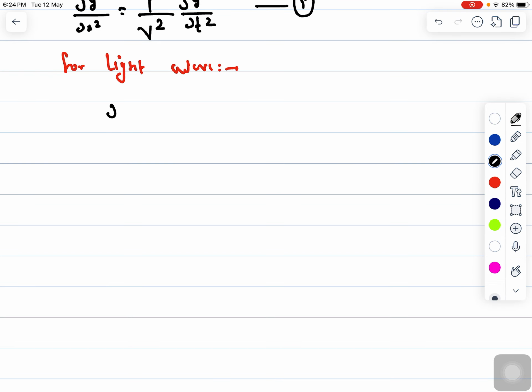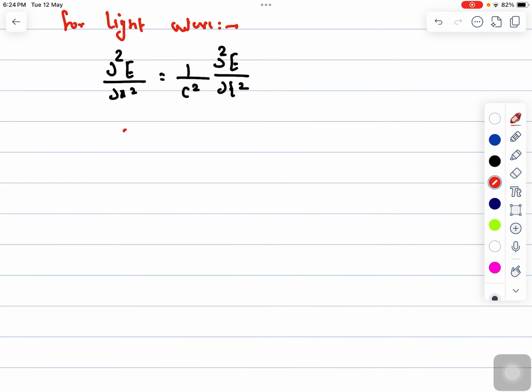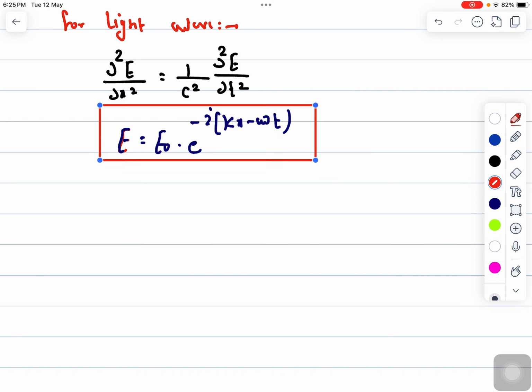if you want to write this equation, it can be written as del 2E by del x squared equals 1 upon c squared del 2E by del t squared, where c is the velocity of light and E is the electric field associated with it. If you solve this equation, it will give you the solution E equals E naught exponential minus i (kx minus omega t). We will see the parameters associated with this equation.